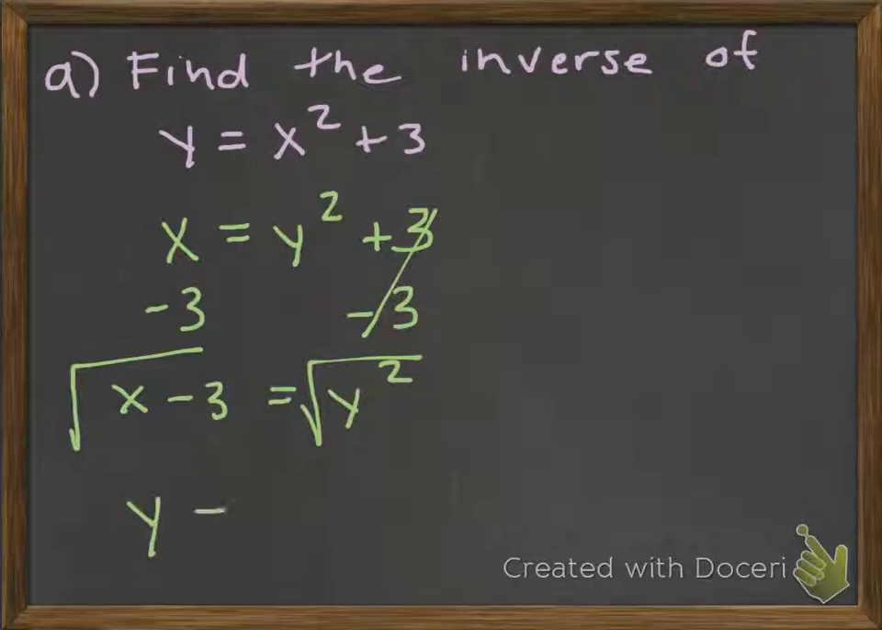So y equals plus or minus the square root of x minus 3. And that is my inverse function. The reason we put the plus or minus is we brought the square root into the problem. So this is the inverse, or the opposite, of my original function. So now example B, we want you to graph the original and its inverse.